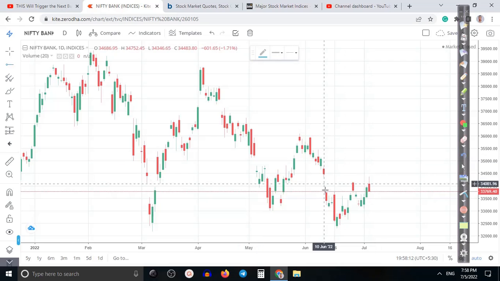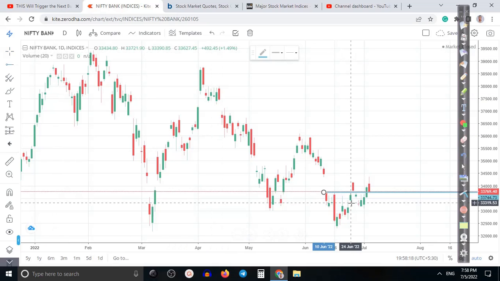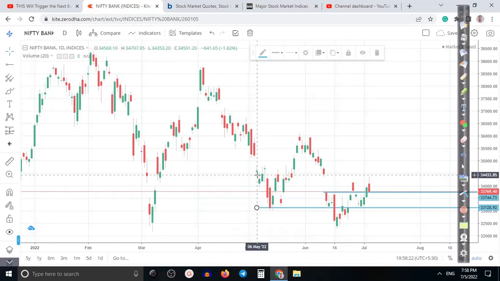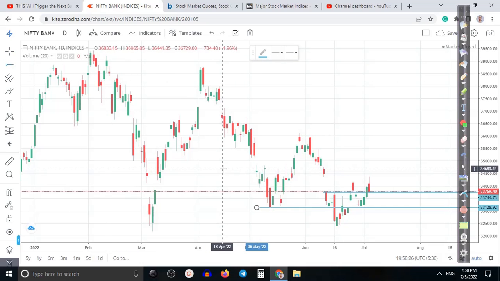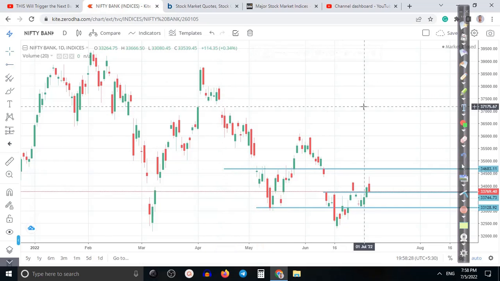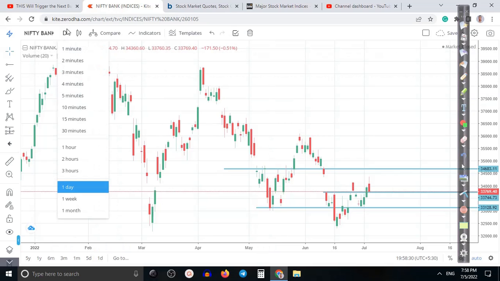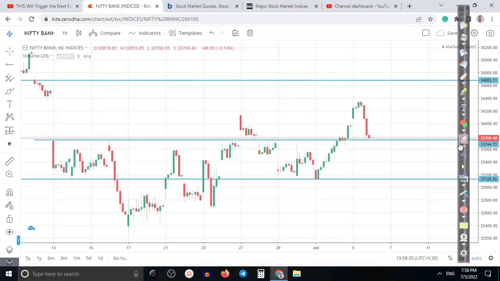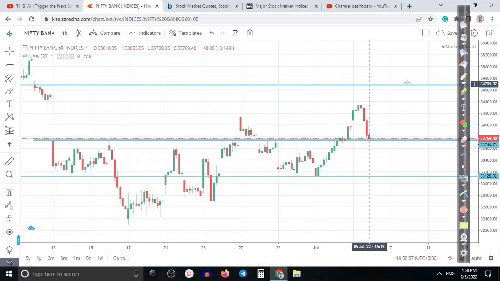First, exactly near the supporting line, there were multiple rejections. Another rejection is somewhere here, and another resistance line. So this is my trading setup for Bank Nifty, and let me show you the H1 chart. Definitely I'll trade in between these ranges.